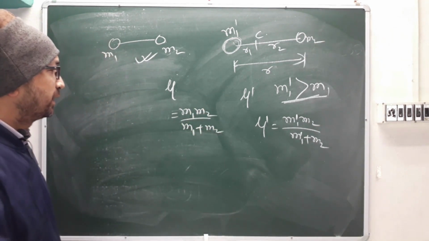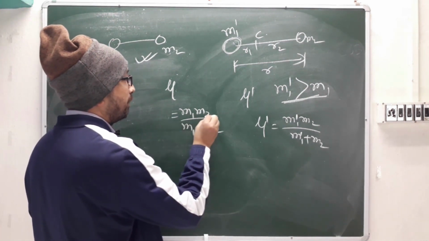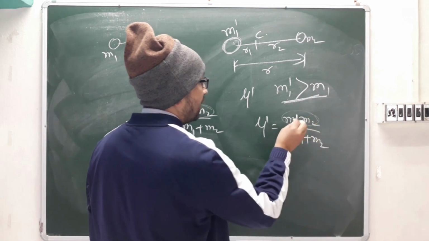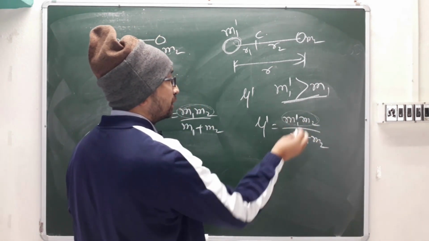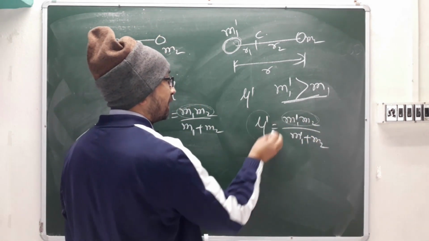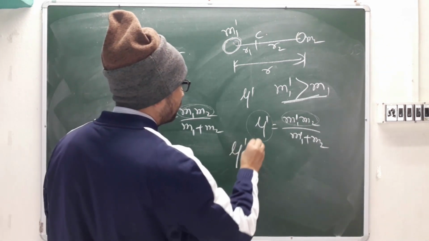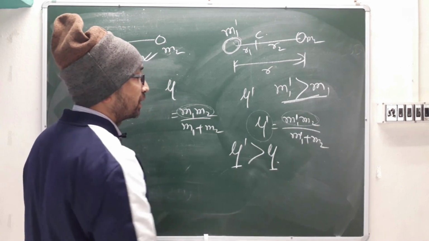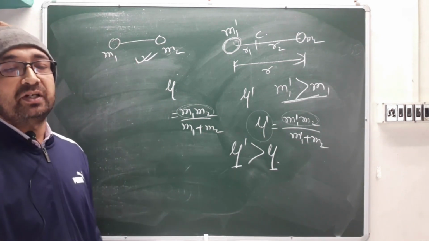Here one thing you see: this M1 and M2 are multiplying, and here also M1 prime and M2 are multiplying, and we know that this value is more. So directly we can say this value will be more, right? Mu prime will be greater than mu. The reduced mass, this one will be greater than this one. Likewise, the moment of inertia will also change.